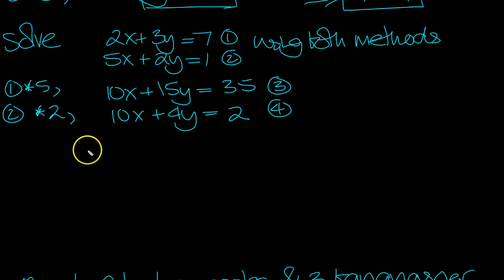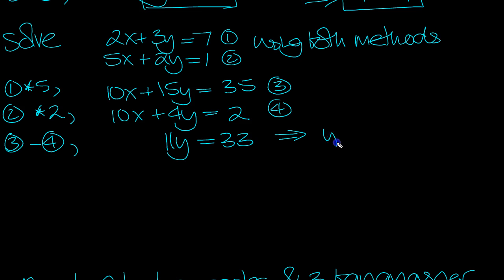This is bigger than that, so 3 take 4 on this side. These will cancel, and it'll be 15 minus 4 is 11y. And this take this is 33. And we can see y is equal to 33 over 11 then, can't we, which is 3, which is what we had before.